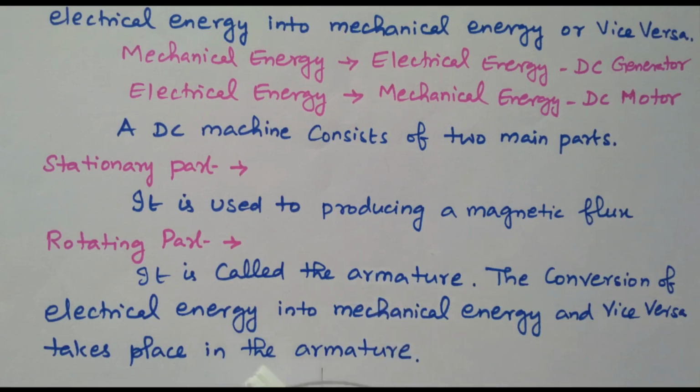The conversion of electrical energy to mechanical energy or mechanical energy to electrical energy takes place in the armature. Right. We have the detailed diagram available, so we can easily understand. Mainly we have the stationary part, that is the coil, which will produce the magnetic flux. The rotating part is called the armature, and the conversion takes place in the armature. Now we'll go to the detailed diagram.